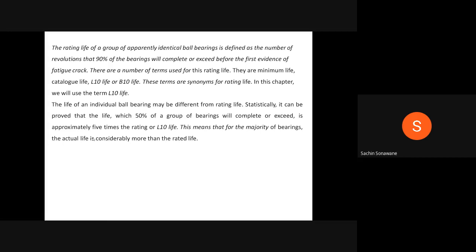The life of an individual ball bearing may be different from rating life. Statistically, it can be proved that the life which 50% of a group of bearings will complete or exceed is approximately 5 times the rating or L10 life. This means that for the majority of bearings, the actual life is considerably more than the rated life.